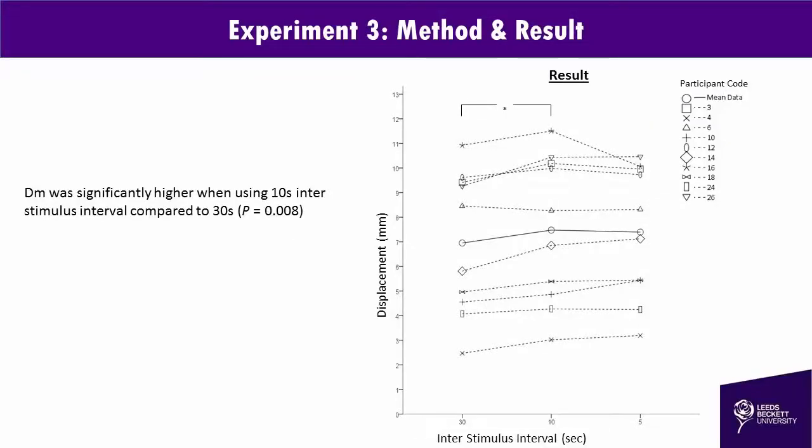And this is what we found. Here we're looking at displacement versus interstimulus time. Again, same setup where each line is a different participant and the mean data is the solid line. We found there was a significant effect on displacement when using 10 seconds over 30 seconds, which again, for my research when I'm looking at an intervention is important if I'd been using the 10 seconds, which is quite popular in the research.